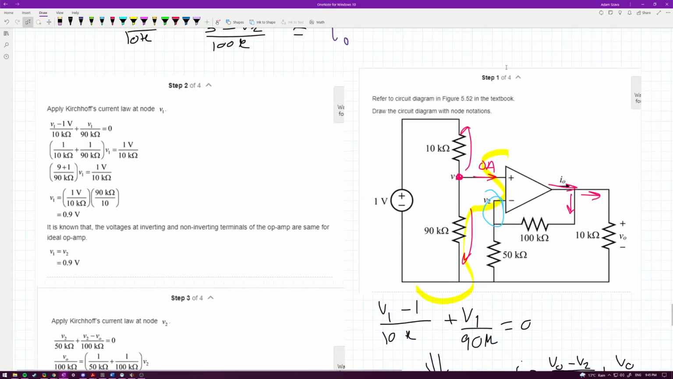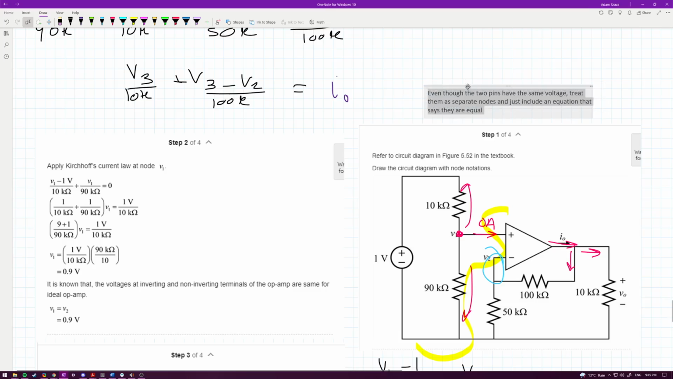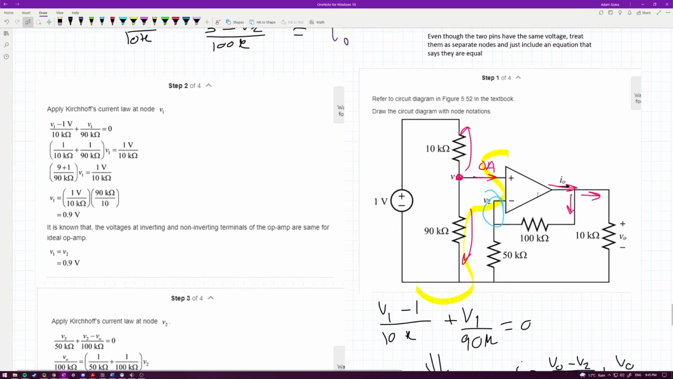milliamps. Okay, so the lesson learned from this is that even though the two pins have the same voltage, treat them as separate nodes, and just include an equation that says they are equal. That's actually the main takeaway from this. That's what solved this whole question. It's just by calling them different nodes and then including this equation.